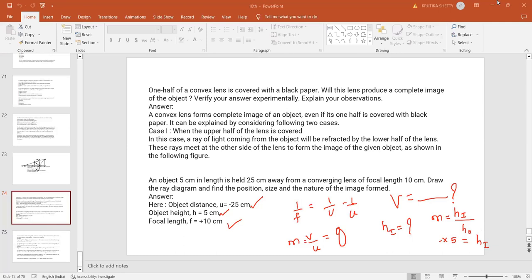So first use the lens formula, 1 by f is equal to 1 by v minus 1 by u. After finding v, calculate the magnification. After magnification, find the height of the image. According to this formula, now you can calculate. Based on the answer, you can draw the ray diagram for the convex lens. Take down the hint. Let us go for the next question.